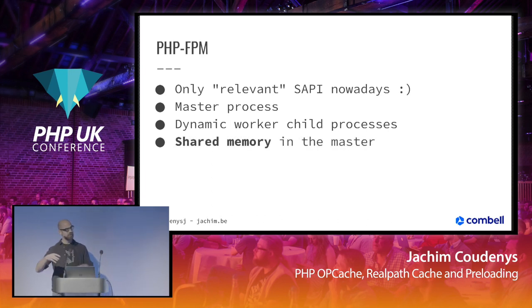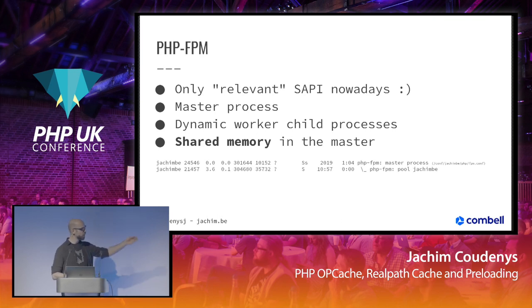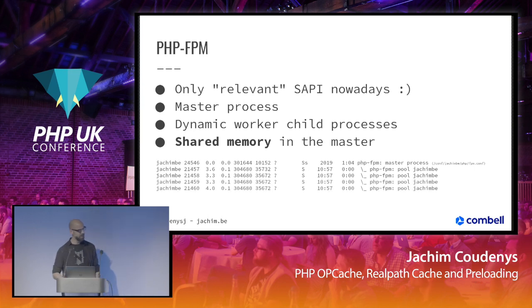Just to keep in mind for the rest of the presentation, we have shared memory, and shared memory is located in the master process. So if you have child processes, the shared memory is located in the master process. This is really the concept of this shared memory. Here we have an example of the master process that's always running, and every time somebody goes to our website, we have a child process running. In the rare occasion that I have multiple visitors on my site, I have more processes. So, you get the concept.